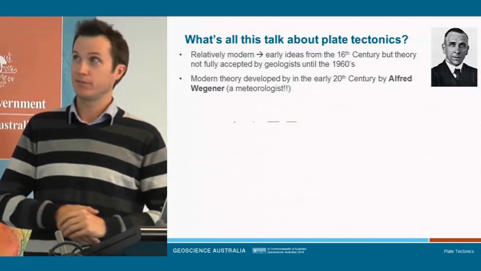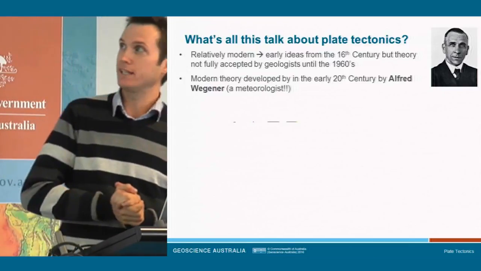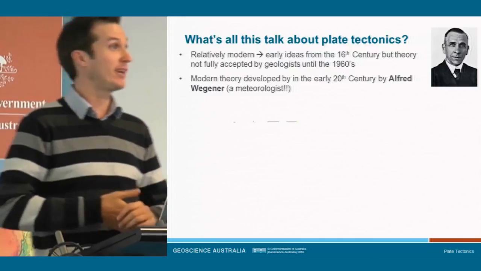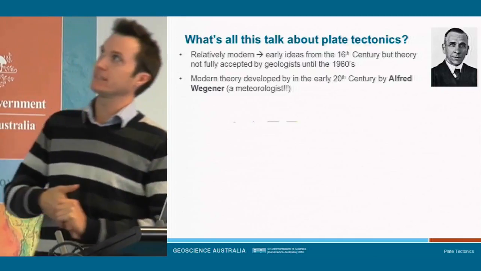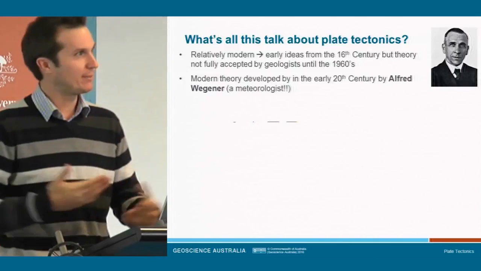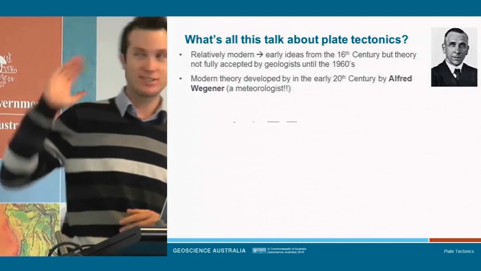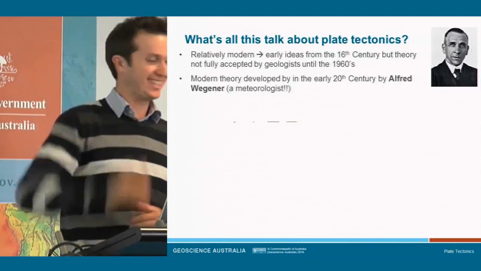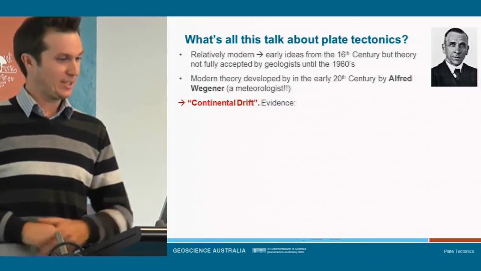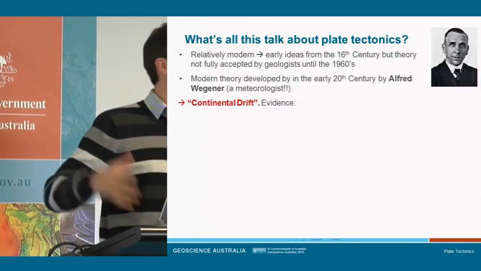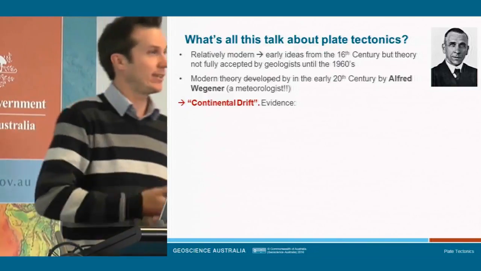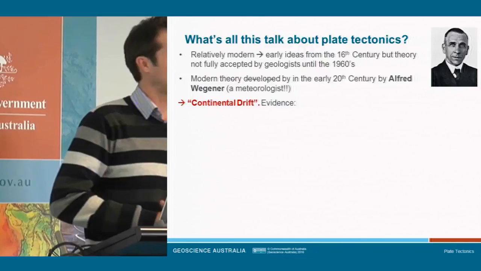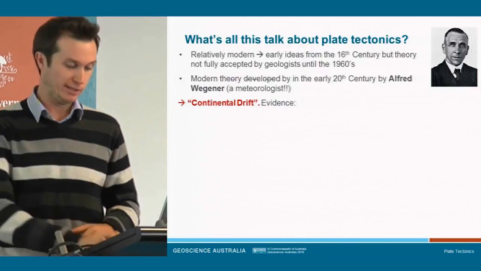The modern theory was developed in the early 20th century by a guy called Alfred Wegener. Now, he was not a geologist, he was a meteorologist. So if you need some inspiration for innovation, this guy set the bar really high. He basically condensed and formulated a lot of evidence into an early precursor theory to what we now call plate tectonics, and that was called continental drift.